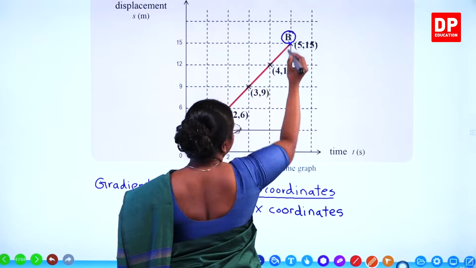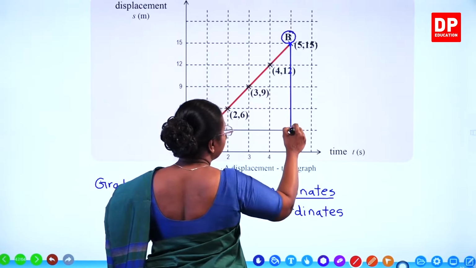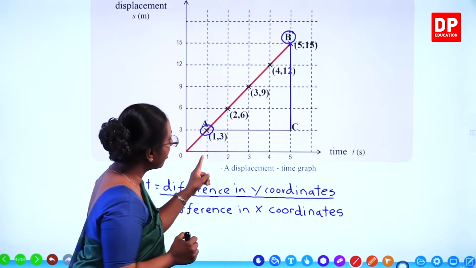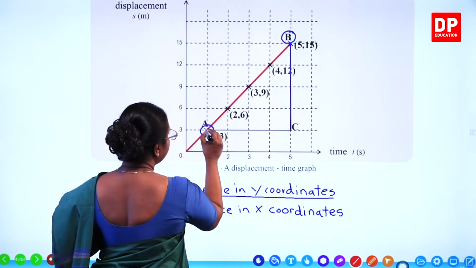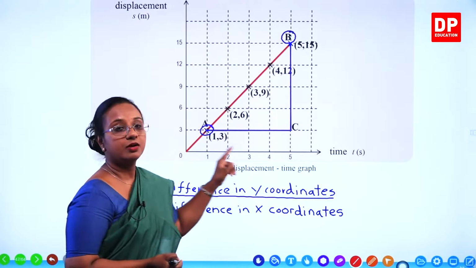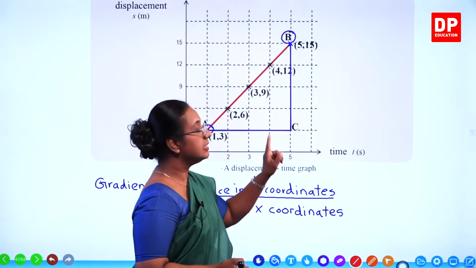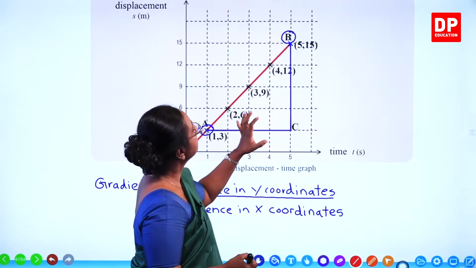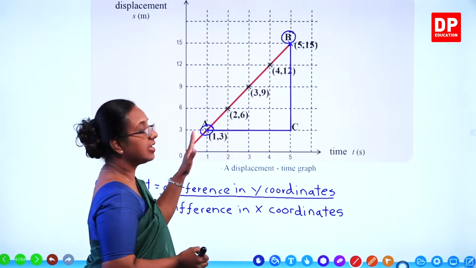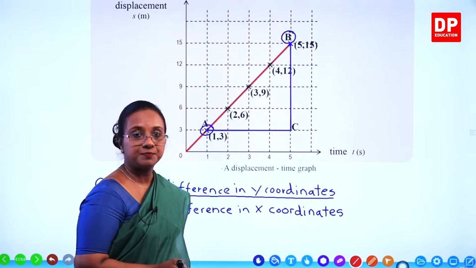That will give you this line. Whereas the difference in x is from 1 to 5. That will give you this line. So when we connect all three together, you get a triangle ABC. The difference in y coordinates will be the length of this side, and the difference in x coordinate will be the length of side AC.